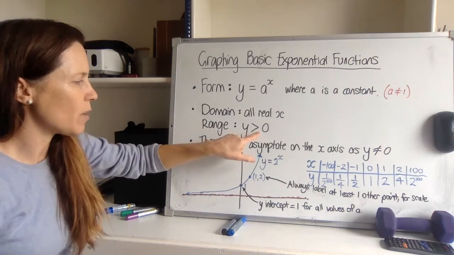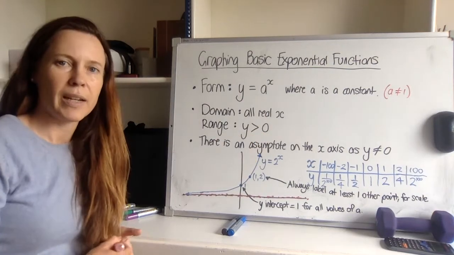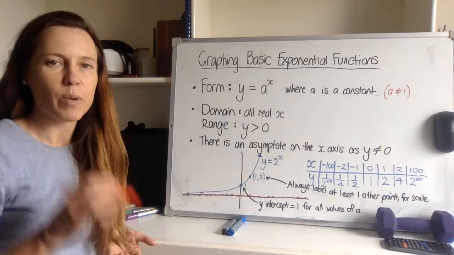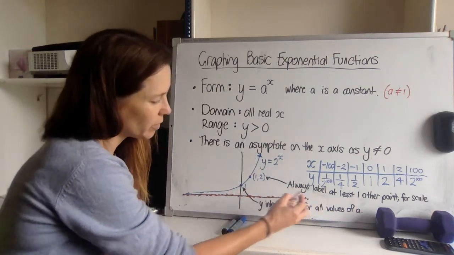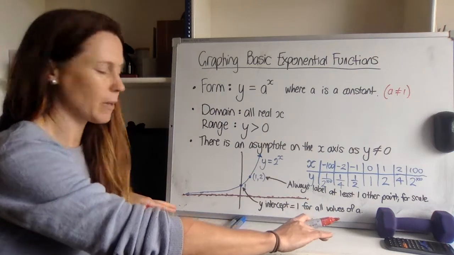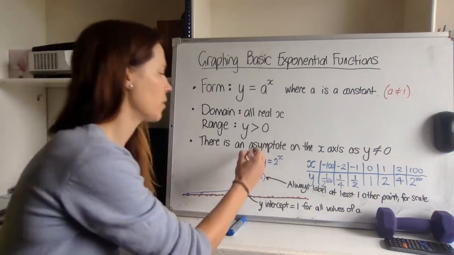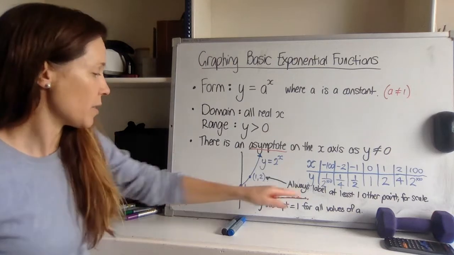y has to be greater than 0, and in fact it can't actually even equal 0. Now, if y can't equal 0, we basically put a dotted line all the way along the line y equals 0, which is actually the x-axis, to say the graph can't go here, okay? And that is called an asymptote. So we show it with a dotted line, and that's something that is a real feature of this graph.